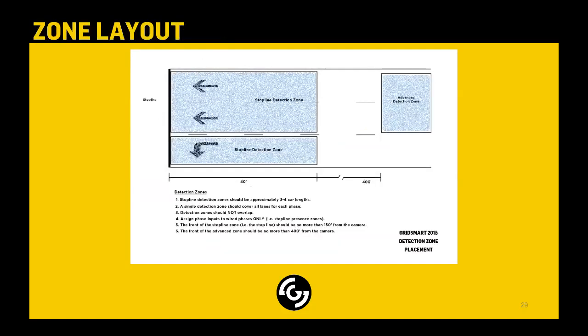The last page of this guide shows you how to draw the detection zones. And again, we're looking at one zone over an entire movement. We don't ask you to draw multiple zones per lane. So it definitely makes the configuration and setup of GRIDSMART and the intersection much faster and simpler.